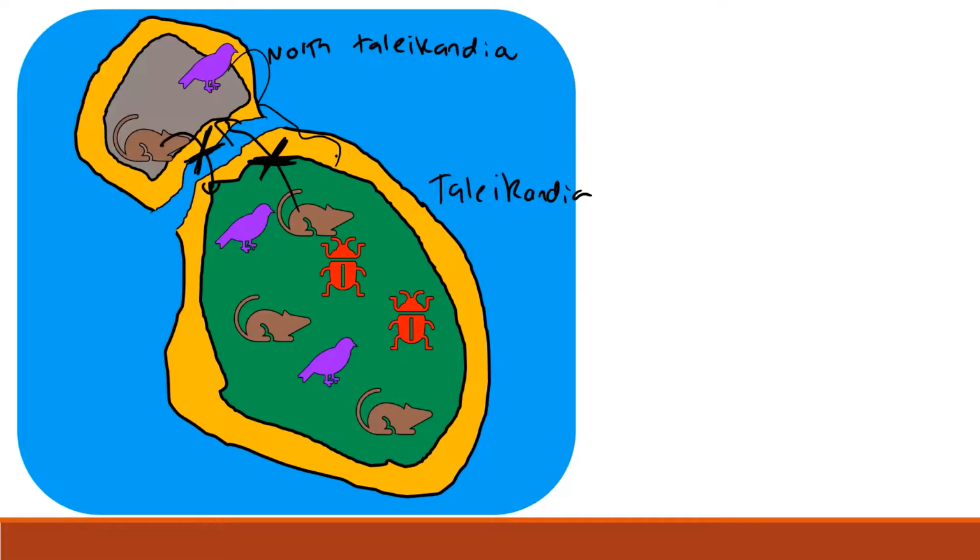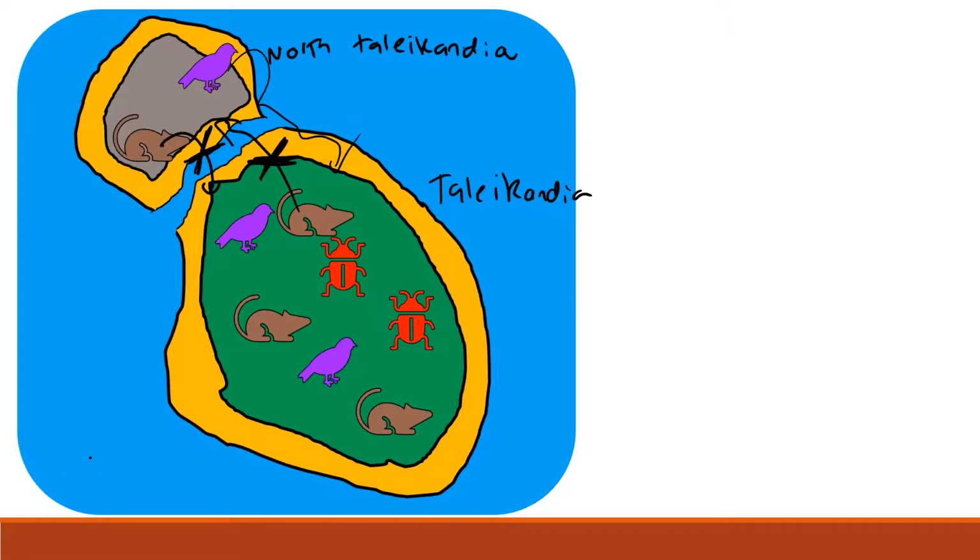Now there's no insects on this side of the island, so that's going to be a bit of a problem. The birds can do whatever they want because they can fly over the river. But yeah, we'll just pretend that these rats can't do it because they can't swim that far. They'll just die.